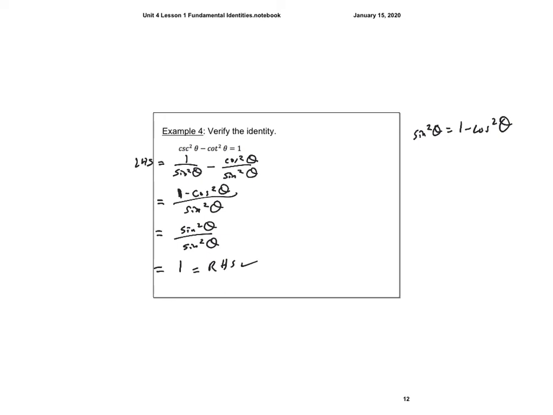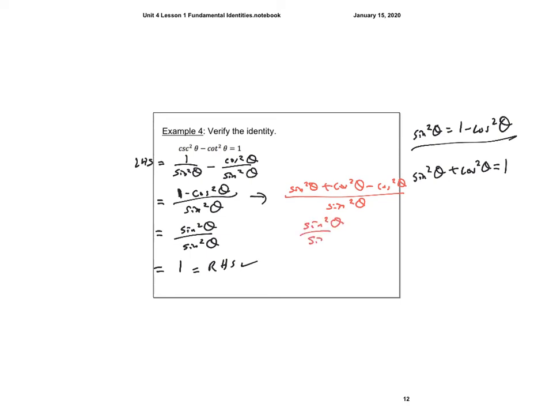Again, though, if you don't notice this, but you know sine squared theta plus cosine squared theta equals 1, at this point here, we could have done this instead. We could have replaced the 1 there with sine squared plus cosine squared, and then minus cosine squared, all over sine squared. So then what happened up there in the numerator? The cosine squareds went away, and we end up with sine squared over sine squared, which gives us 1.